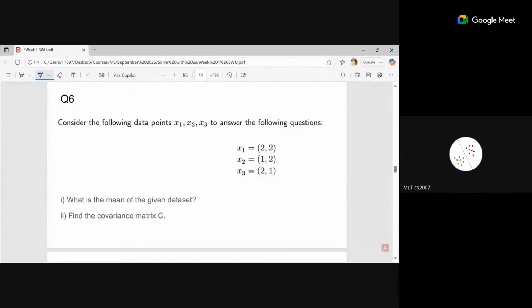Okay, here is another question. You are given these data points x1, x2, x3 in R2. x1 is (2, 2), x2 is (1, 2), x3 is (2, 1). The first question is, what is the mean of this given data set? The second is, what is the covariance matrix? First, let's just do the mean of the data set.